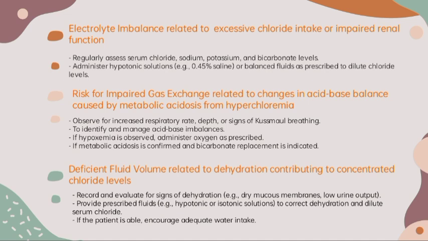So the second one is the risk for impaired gas exchange related to changes in acid-base balance caused by metabolic acidosis from hyperchloremia. So its intervention firstly is observe for increased respiratory rate, depth, or signs of Kussmaul breathing, followed by identifying and managing acid-base imbalances. If hypoxemia is observed, administer oxygen as prescribed. And if metabolic acidosis is confirmed and bicarbonate replacement is indicated.